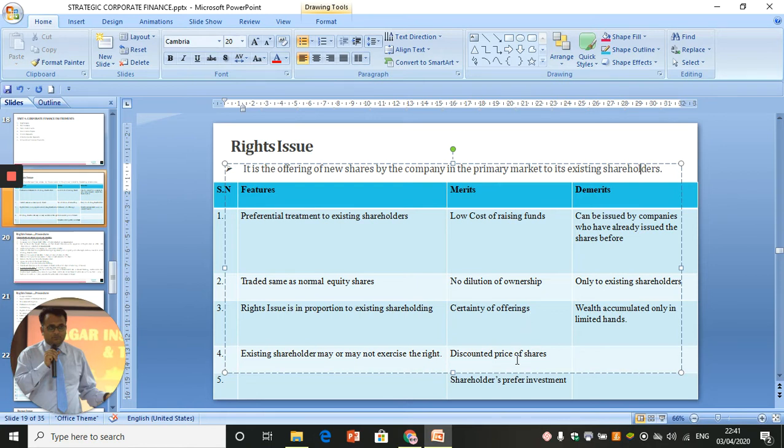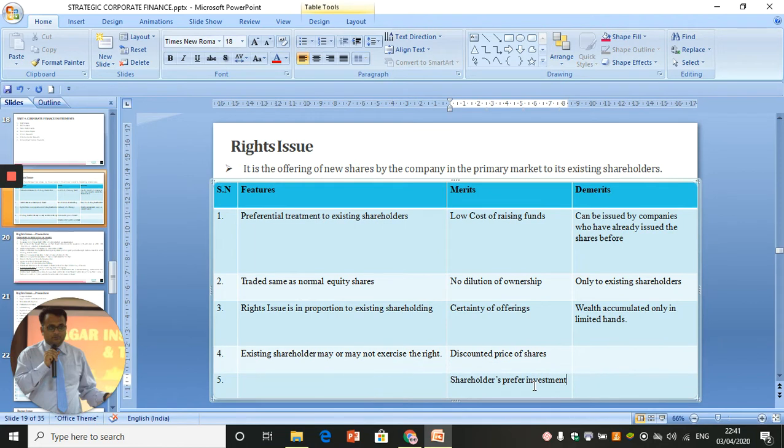Then discounted price of shares: shareholders gain because they get prices lower than the market price, and then they can make use of the differential pricing, or trade as if normal shares are traded, or hold that share and get the benefit of capital appreciation in the future. Then shareholders prefer investment. Why won't they prefer it? Because they're getting shares in the existing company they already hold, and they don't want to dilute their ownership. Also they're getting it at lower prices than what they would pay in the market. There will be differential pricing, and also capital appreciation. So they always prefer to buy rights issue.